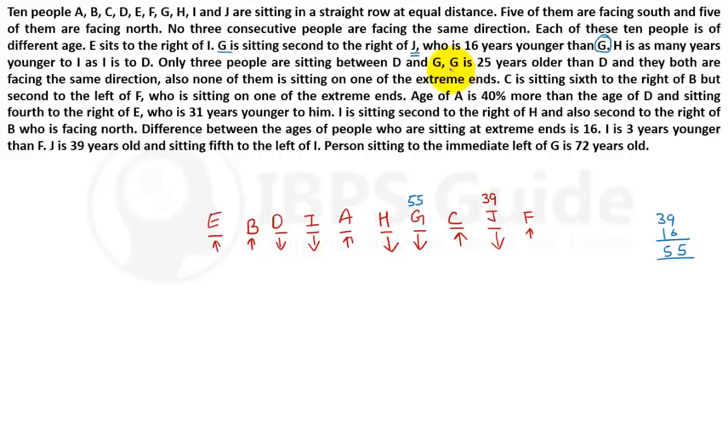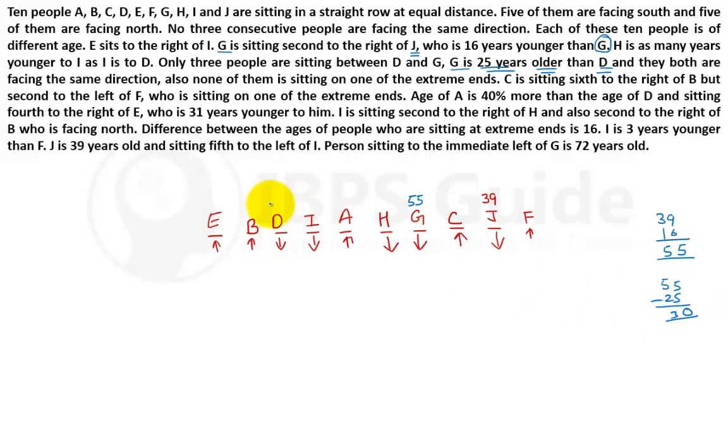So there is one line here: G is 25 years older than D. Now G's age is compared with D's age, so we can easily get D's age. G is 25 years older than D, which means G is greater in age. So 55 minus 25: 5 minus 5 is 0, 5 minus 2 is 3, that is 30.